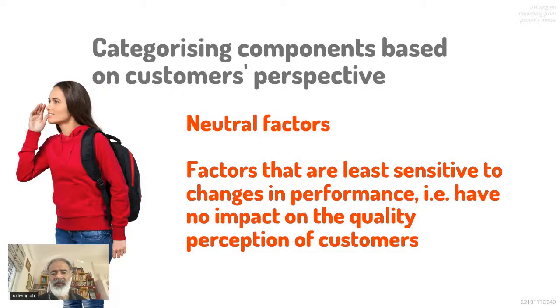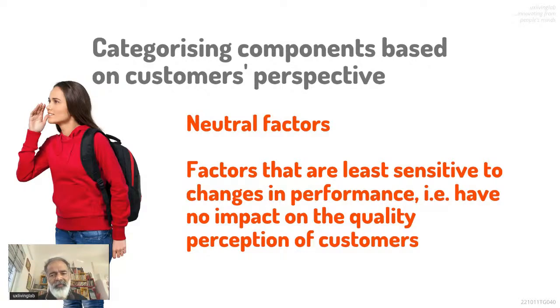For example, in the case of sugar, when you give sugar in an open pot, or you give it in a powder form which can be poured into your coffee, the customer is least sensitive to the process of adding sugar. That type of factor is called a neutral factor. How to add the sugar? In any product, there are a lot of neutral factors.